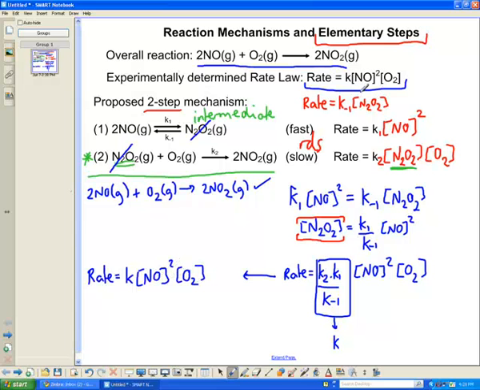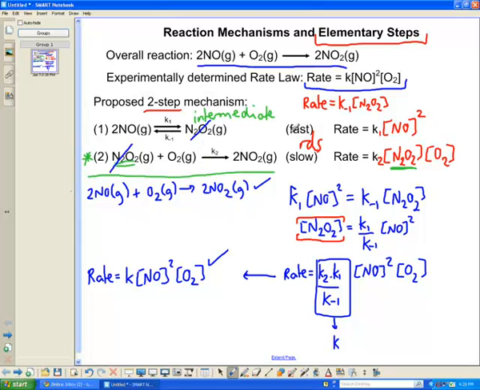So when you ask yourself the question, is this a possible mechanism? First off, you make sure that the 2 equations, when they add up, give the overall reaction. If they do, then you go down and try this and see if you can get this rate law from the 2 rate laws you had here, and in this case we can. That tells us that this is right. Okay, and this process works whether you have a 2-step reaction, a 3-step reaction, a 5-step reaction.